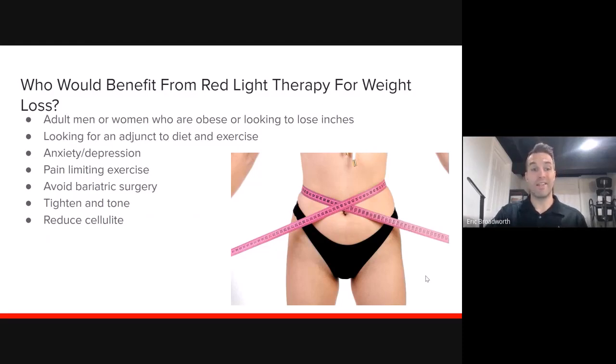Those looking to tighten and tone, due to the effects that it has on the skin, as well as losing inches. And then it's also been shown to help reduce cellulite. So those looking to spot treat and get rid of some of that cellulite on the legs, especially those women out there looking for those effects.